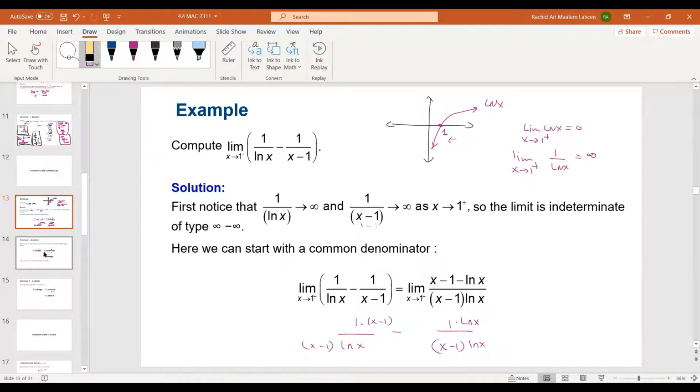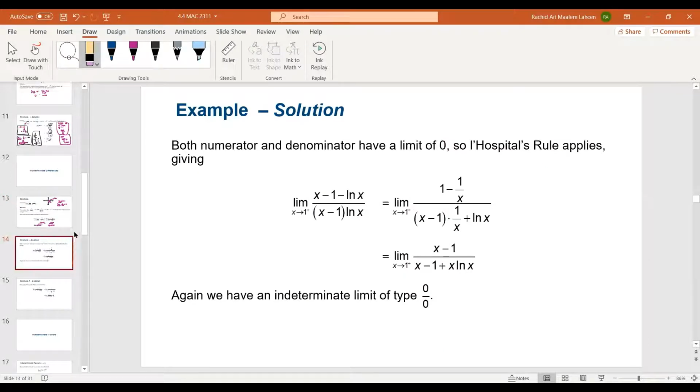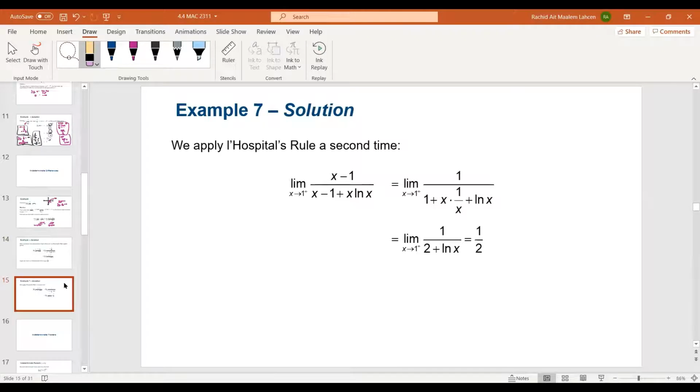So that form there. And when we do this form, both numerator and denominator have a limit of 0. So when you check this again, you'll find out that both are 0. So L'Hopital rule applies because it's an indeterminate form. And because it's an indeterminate form, you can do f prime over g prime, and you do the derivative of the numerator and the derivative of the denominator.